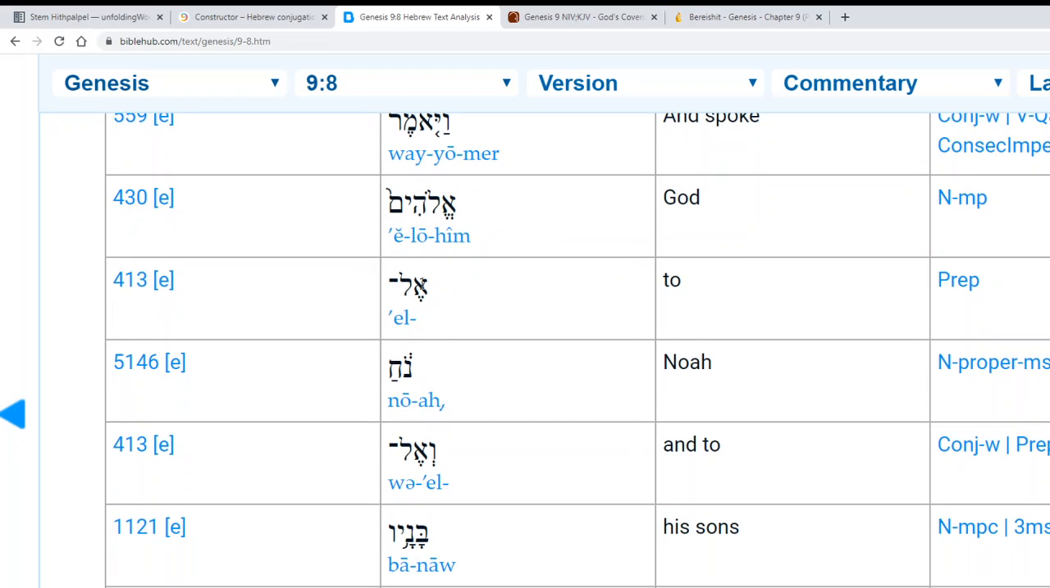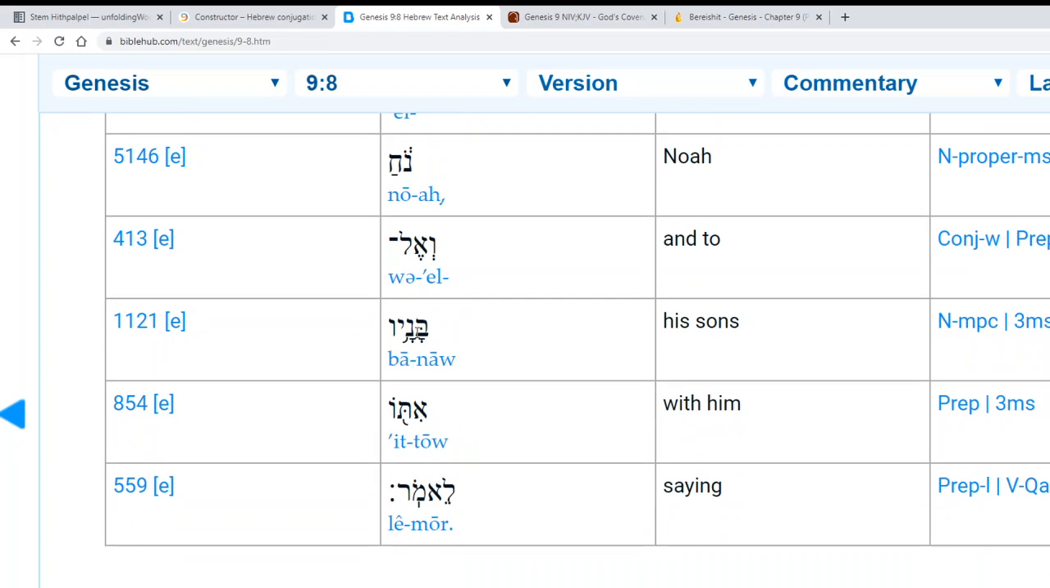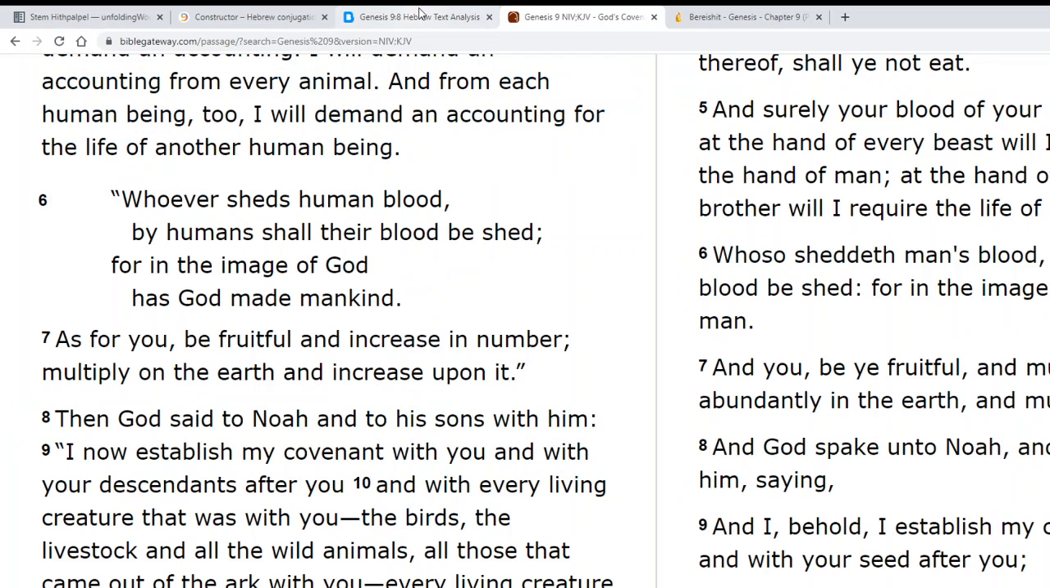And God said, Elokim El. This is the preposition with the aleph. Noach is his name. Ve'el, so conjunctive vav El, is again the preposition with the aleph, not the ayin. Banav, right? His sons. So ben means son, banim means sons, and banav means his sons. Ito, right? So that's the direct object marker being used as a preposition. Ito, with him, right? That vav is the third person masculine singular. Le'emor, right? Saying. In their morphology, they're saying that lamed is actually a prepositional lamed, and emor is the infinitive, whereas I have learned that the infinitive is le'emor with the lamed being part of the conjugation.